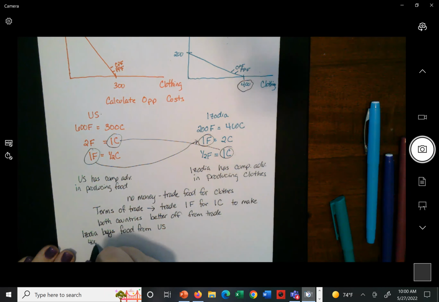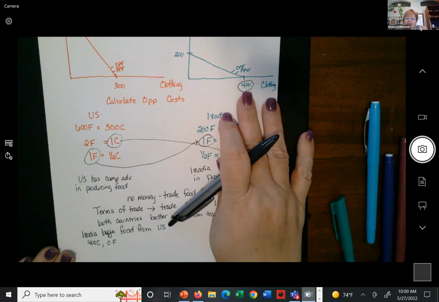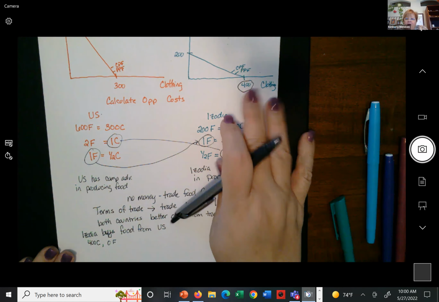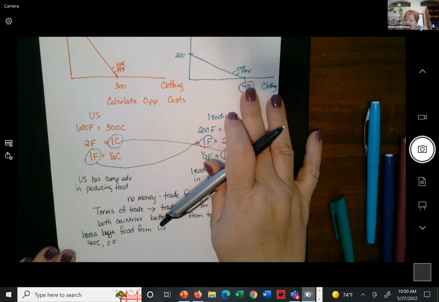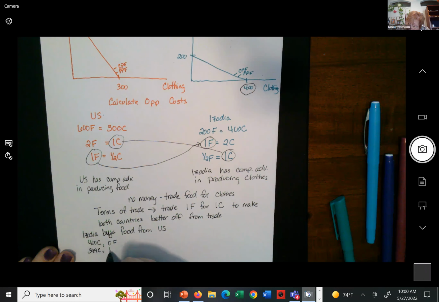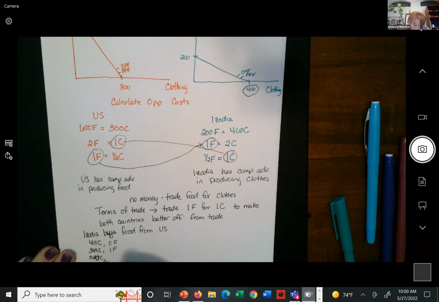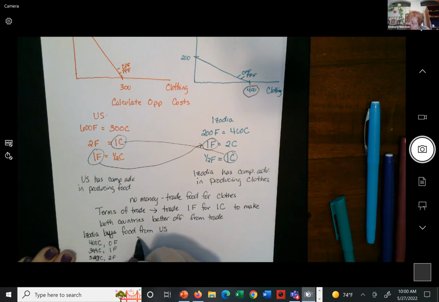Izadia could keep all 400 of their clothes and buy zero food. So they are well-dressed, but hungry and skinny. They're all fashion models over here, well-dressed, skinny, and hungry. All right. Now, they'd like a little bit of food. So they could trade away one clothing and buy one food. Or they could trade away two clothing and have two food, or three clothing to have three food.